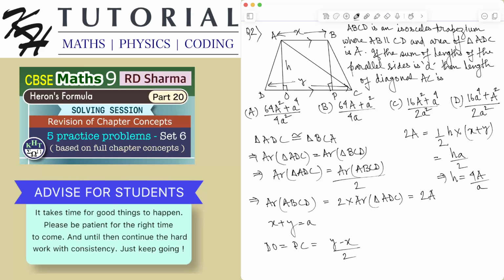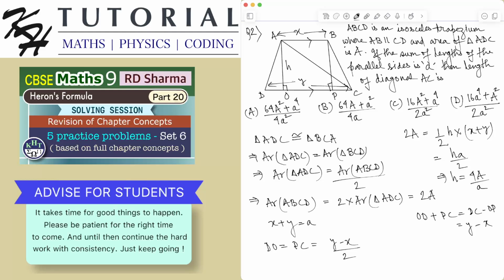If OD is equal to PC, now what is OD plus PC? OD plus PC is equal to DC minus OP. Now DC is y, and since AO is perpendicular to DC and BP is also perpendicular to DC, obviously AOPB will be a rectangle, and then OP will be equal to x. So OD plus PC is equal to y minus x, and also we know OD is equal to PC. So clearly OD equals PC will be equal to y minus x by 2.